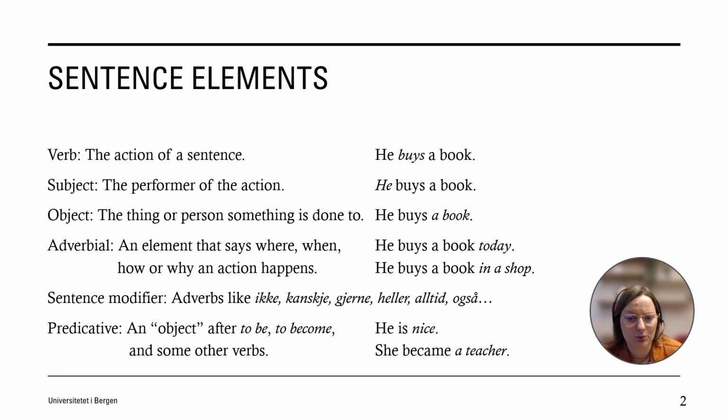We also have a predicative, and this is kind of like an object, but after the verbs to be and to become, and also some other verbs. In a sentence like he is nice, nice is a predicative. She became a teacher, a teacher is a predicative.